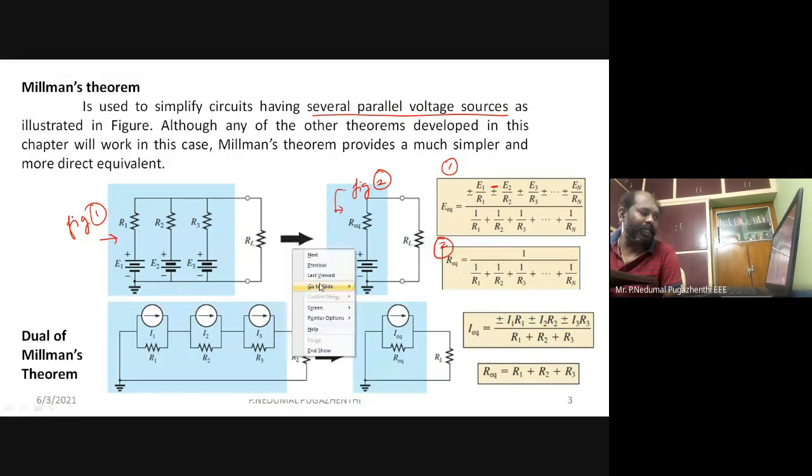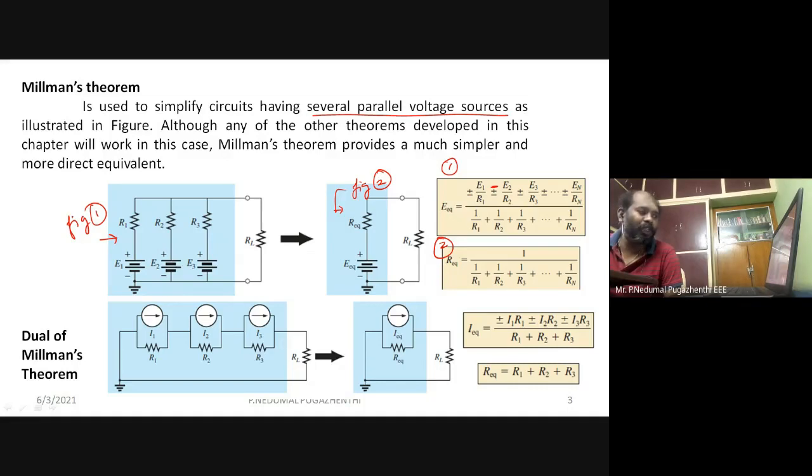So I can find an equivalent network for the figure 1 network, which has multiple voltage sources connected in parallel, as a voltage source in series with a resistance. Don't confuse this with Thevenin's equivalent circuit or source transformation; it is not like that. I can transform the figure 1 circuit into the figure 2 circuit using these formulas. This formula is very important, so make a note of that.